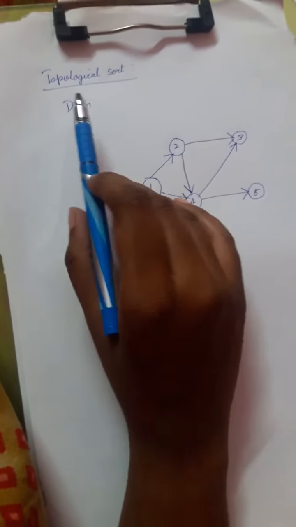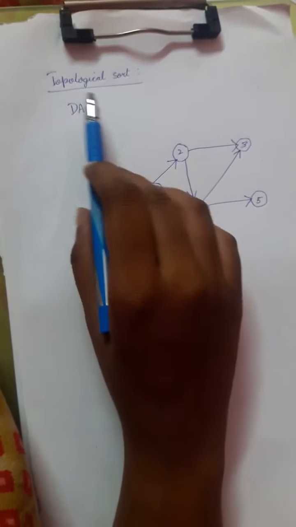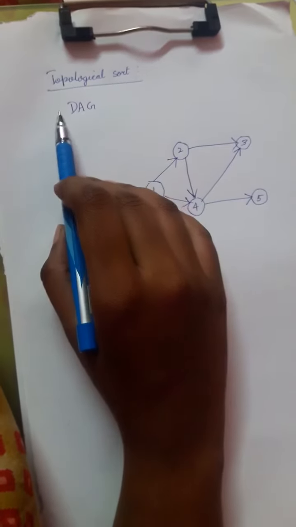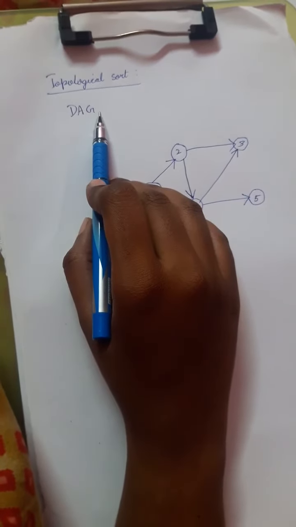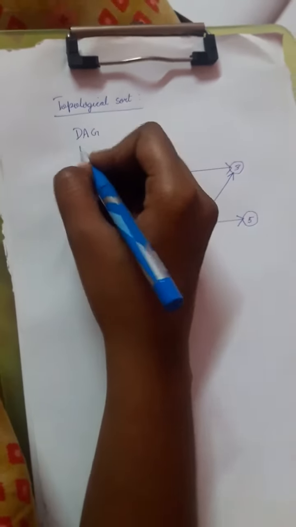The topic is topological sorting. What is topological sorting? What are the conditions we need to follow in topological sorting? In topological sorting, we need to follow a DAG. So what is a DAG? Directed Acyclic Graph.